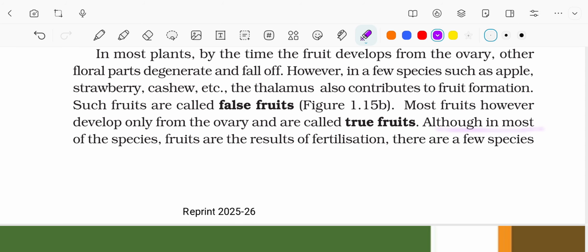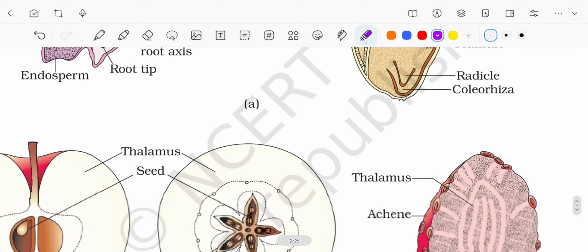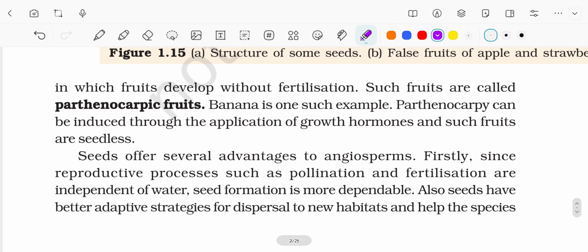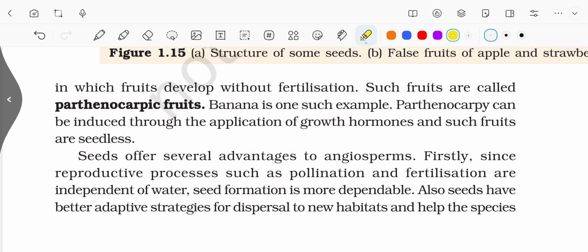Although in most species fruits are the result of fertilization, there are a few species in which fruits develop without fertilization. Such fruits are called parthenocarpic fruits. Banana is one example. Parthenocarpy can be induced through the application of growth hormones, and such fruits are seedless.